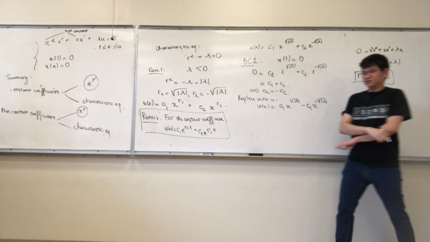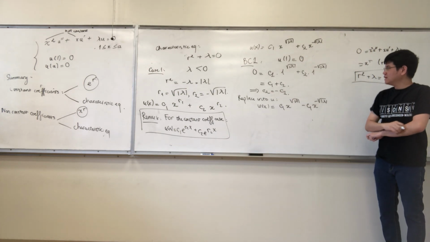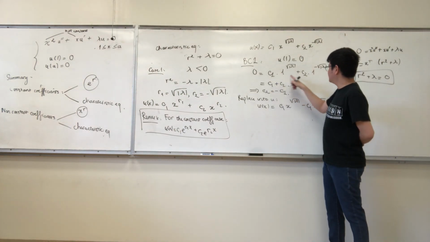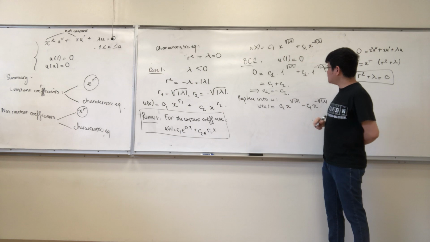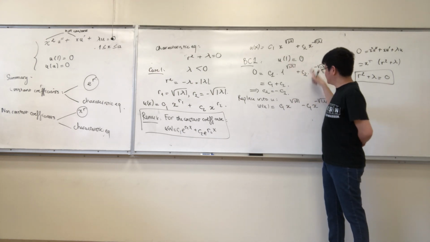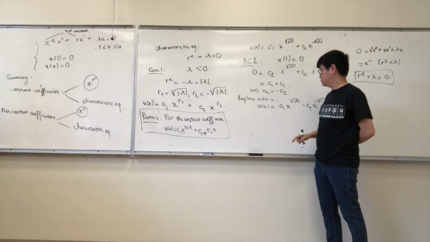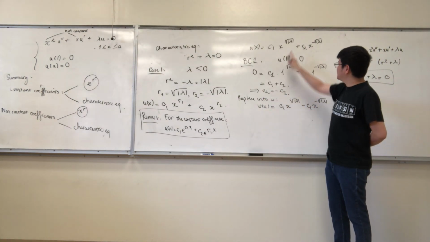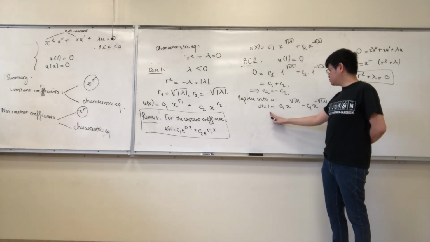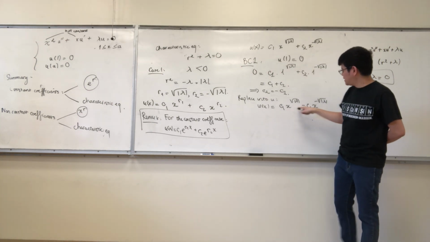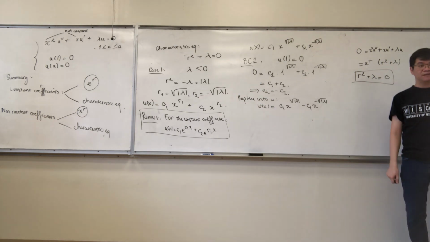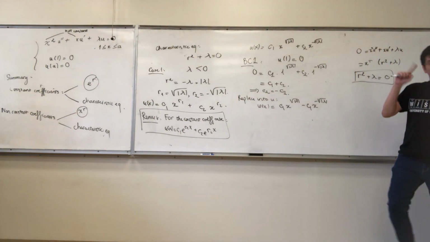The first boundary condition, u(1) is 0. Then you have 0 is c1 times 1 plus c2 times 1, because this is going to be 1 and this is going to be 1. So 0 is c1 plus c2, so c2 is minus c1. You replace this into u, so u(x) will be c1 x to the square root of lambda minus c1 x to the minus square root of lambda. Questions?